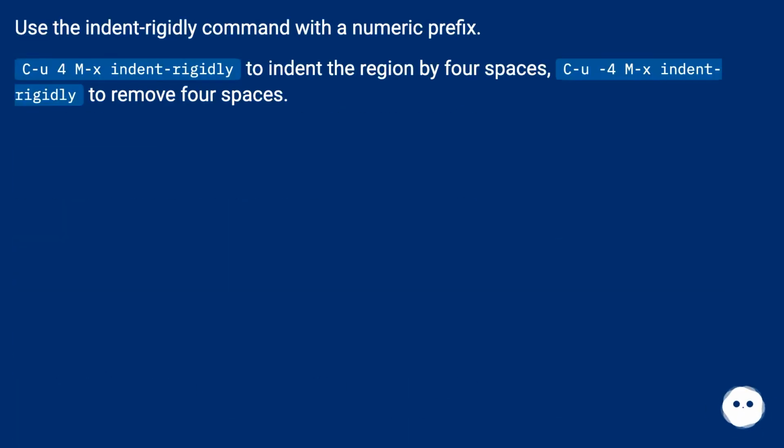Use the indent-rigidly command with a numeric prefix. C-u 4 C-x TAB, indent rigidly, to indent the region by 4 spaces. C-u -4 C-x TAB, indent rigidly, to remove 4 spaces.